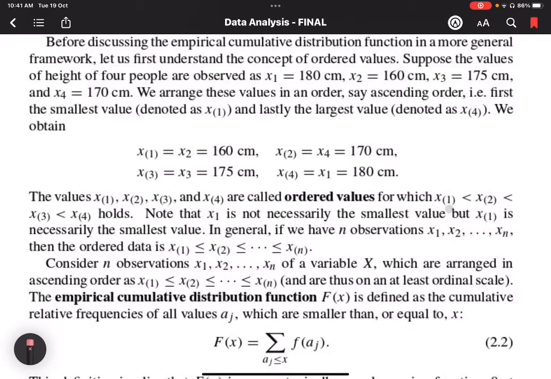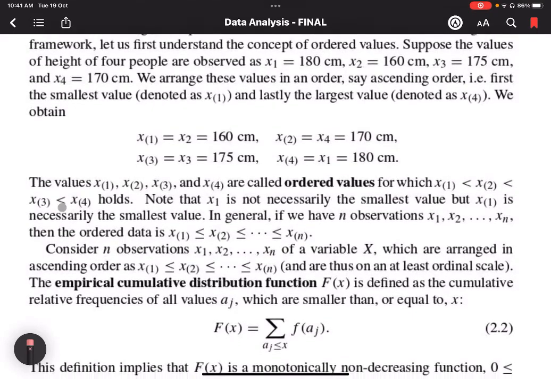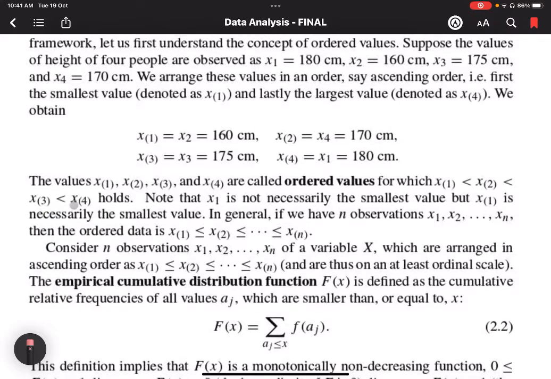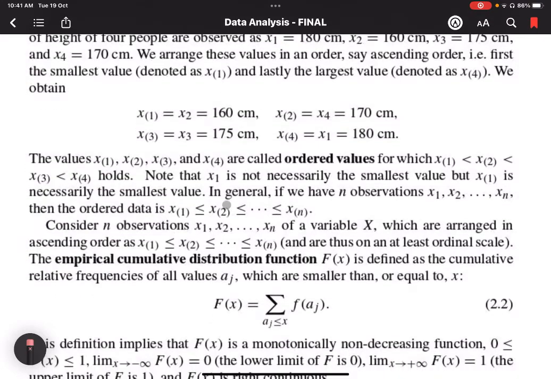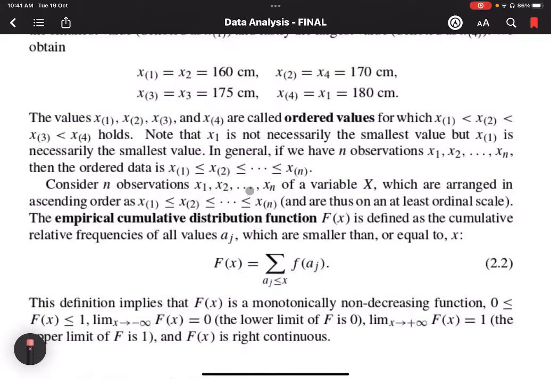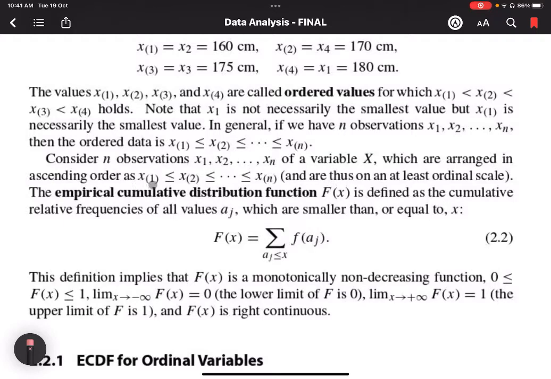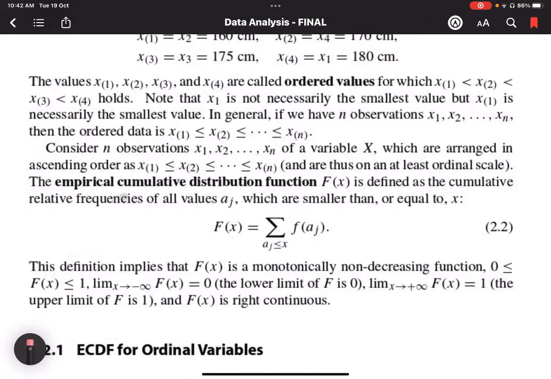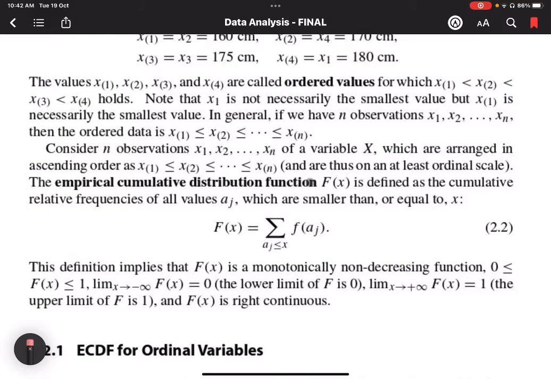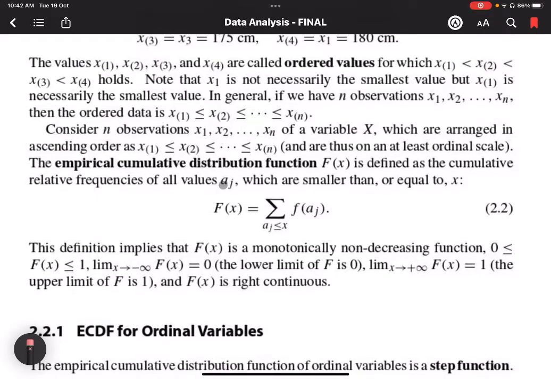For which x1 is less than x2, and x2 is less than x3, and x3 is less than x4, no? So, consider an observation x1, x2 until xn of the variable x, which are arranged in ascending order, x1 is less than or equal to x2. So, ay ganun yung relationship niya kasi naka-ordered, no? So, the empirical cumulative distribution function F of x is defined as the cumulative relative frequencies of our values aj.